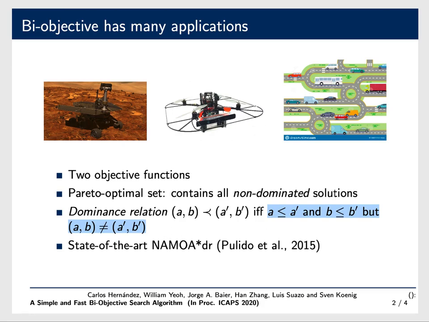So given this domination relation, when we're solving a problem, we're not looking for just one solution, but a set of solutions that are non-dominated solutions. So no pair of solutions in this set dominates another one. In the state of the art of this problem, we find the algorithm NAMOA*dr, which we call this way in this paper. It was proposed by Pulido and colleagues in 2015.